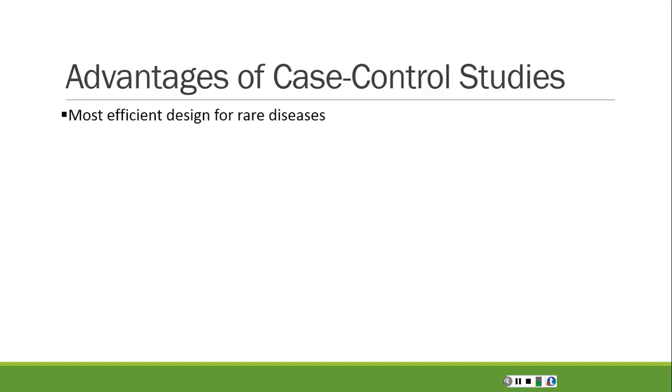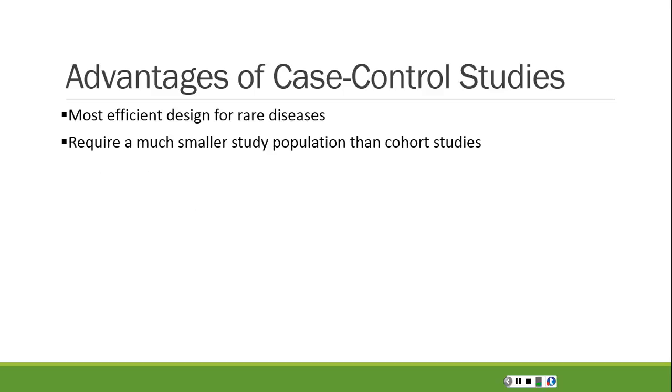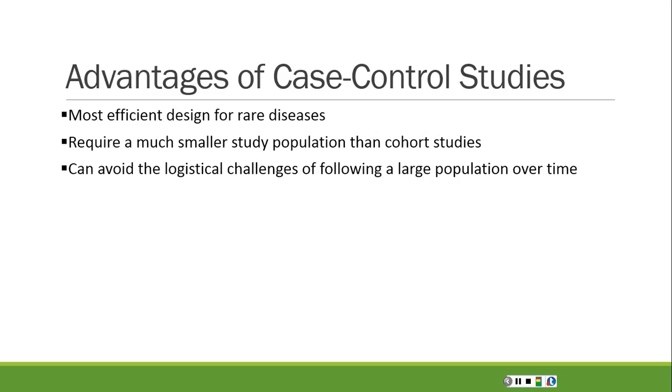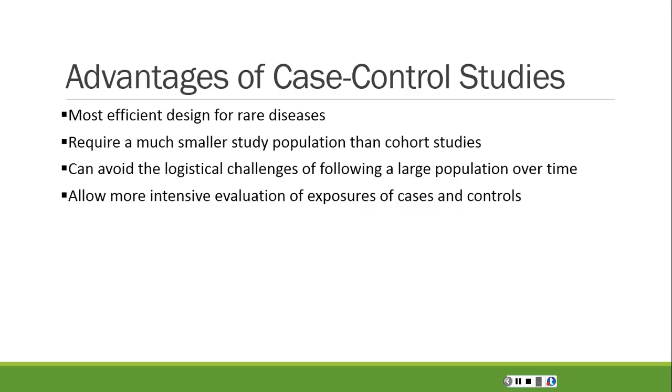Case control studies do have advantages, though, and as mentioned, they're the most efficient design for rare diseases. They require a much smaller study population than cohort studies. You can avoid the logistical challenges of following a large population over time, and allow more intensive evaluation of exposures in cases and controls.